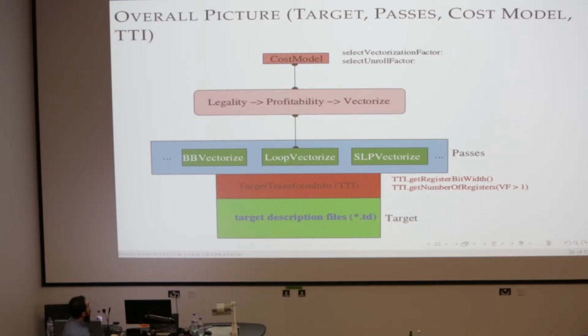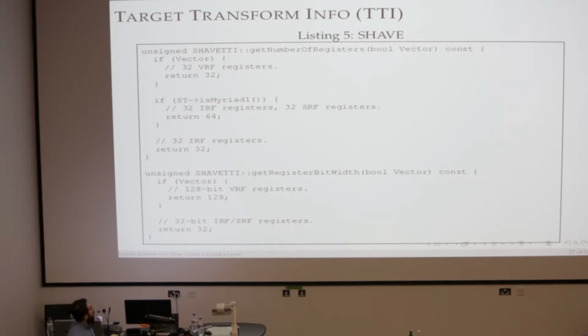So let's look at the TTI of Shave. The function get number of registers: if it is a vector, it's 32. But if you remember, we had 32 by 128 vector register files. But we also had SRF and IRF, which were 32 bits, and they are also vector register files, but they are not typed here. This is not a part of TTI.